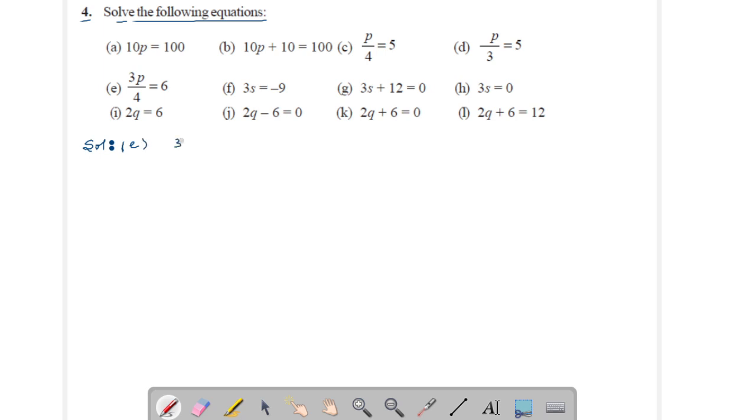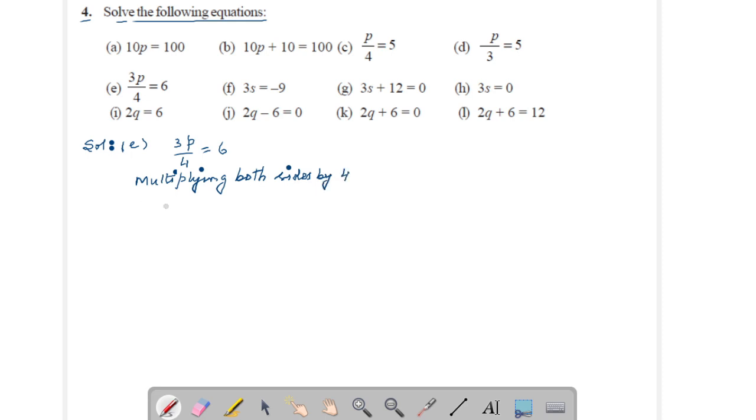It is 3P upon 4 equal to 6. Here first of all remove this 4. Only remove this 4 by multiplying left hand side by 4. So multiplying both sides by 4.